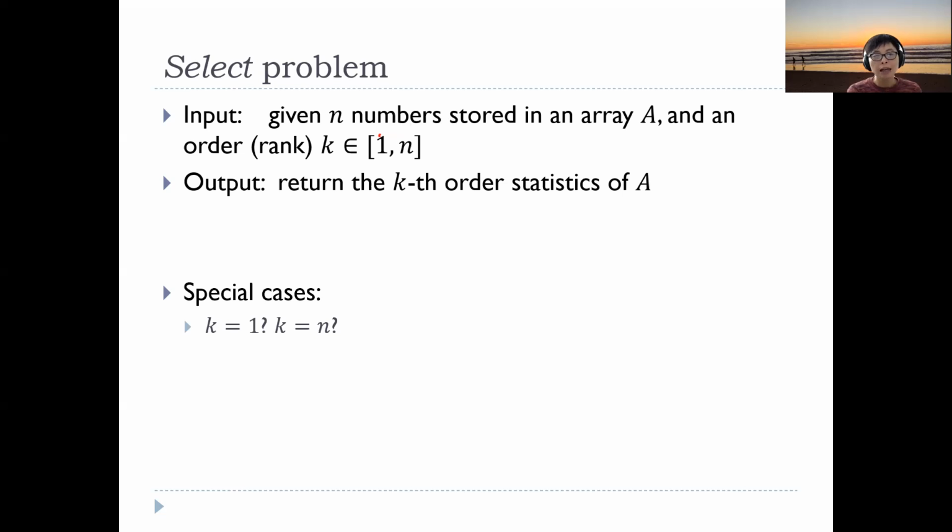Now, the special cases I mentioned just now: k equal to 1 means we're looking for the smallest one, the minimum, and k equal to n is the largest. How fast can we do this? If you think about it, we've seen this before. For the smallest one, we can just linearly scan the entire array while remembering which one is the smallest. So we can do this in order n time. The same for the largest one.